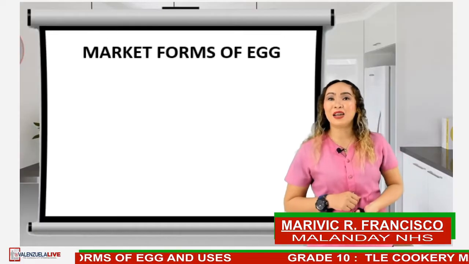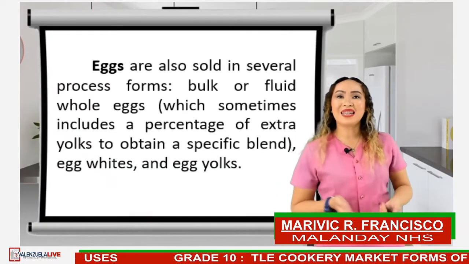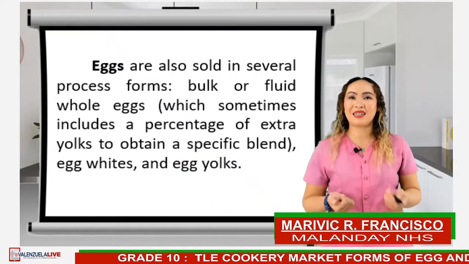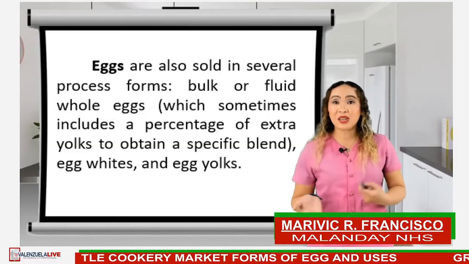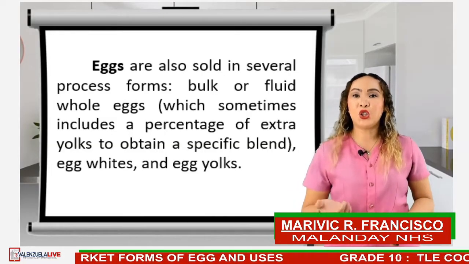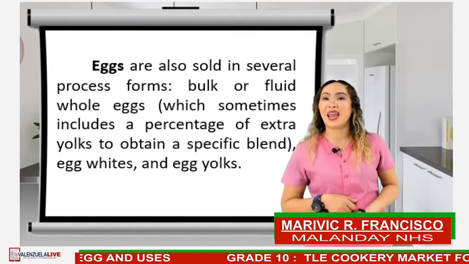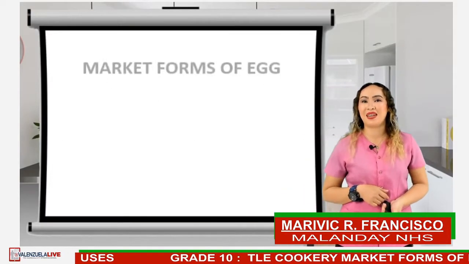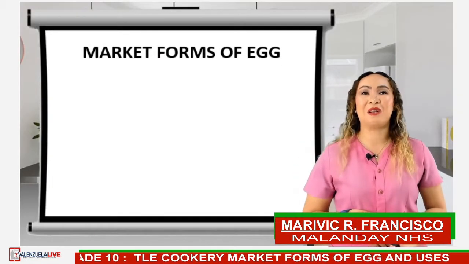All right, so eggs are sold in several processed forms: bulk or fluid whole eggs, which sometimes include a percentage of extra yolk to obtain a specific blend, egg whites, and egg yolks. Next, market forms of egg.